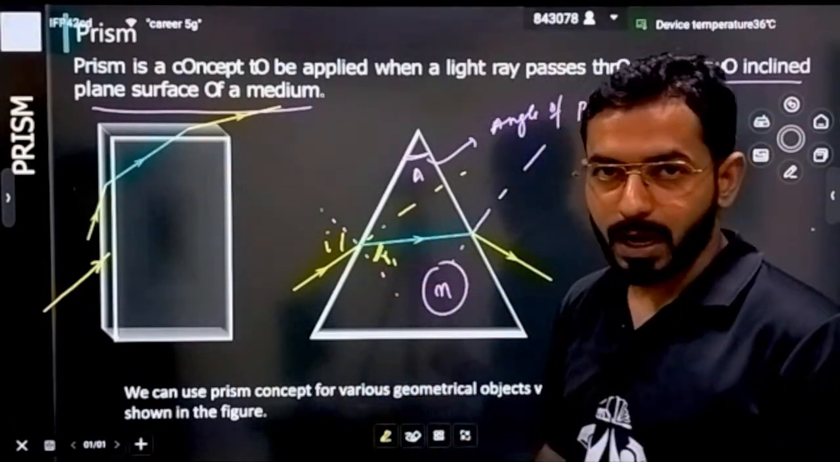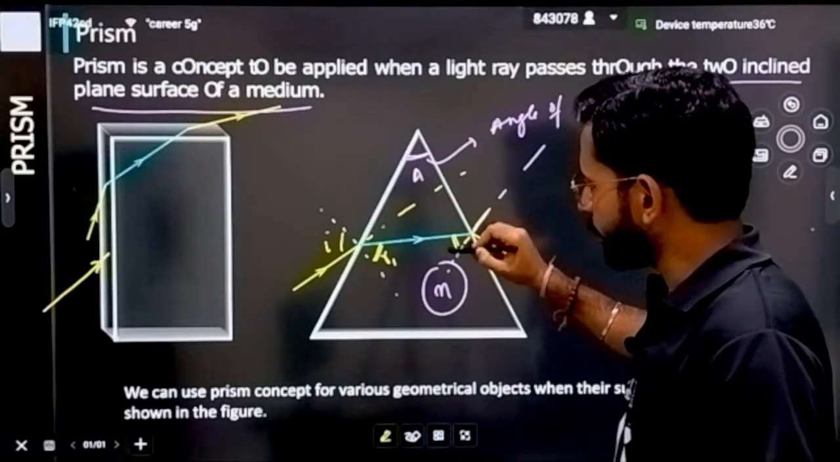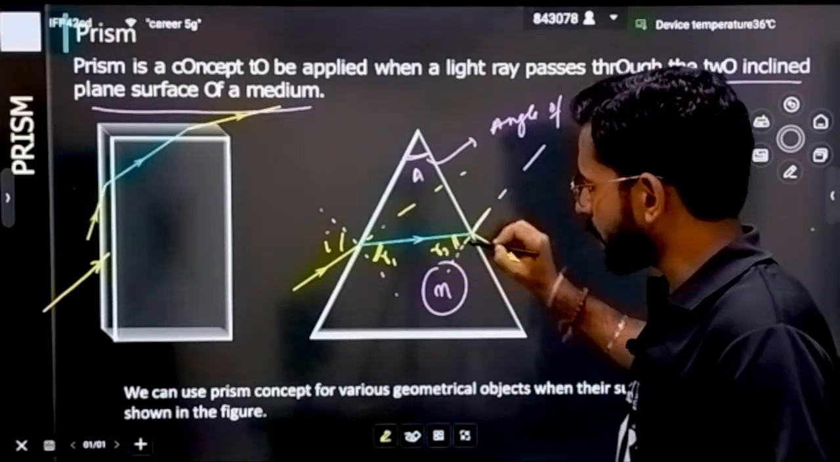This will be called R1. Now this is coming here on surface 2. This is the normal. This angle will now behave like the angle of incidence. Let's name this R2.